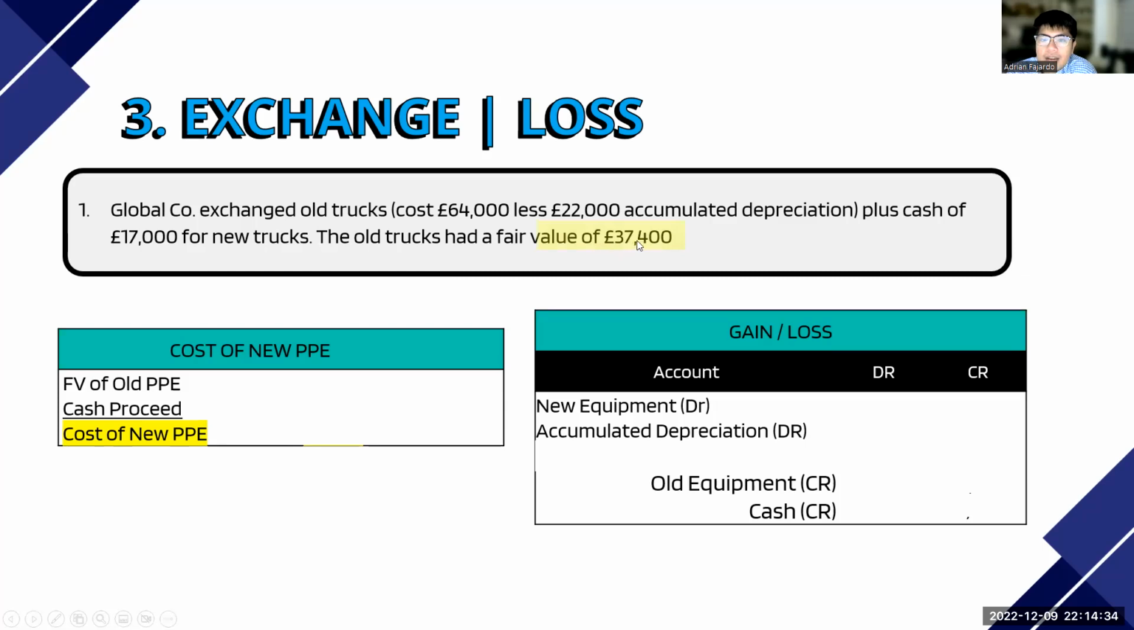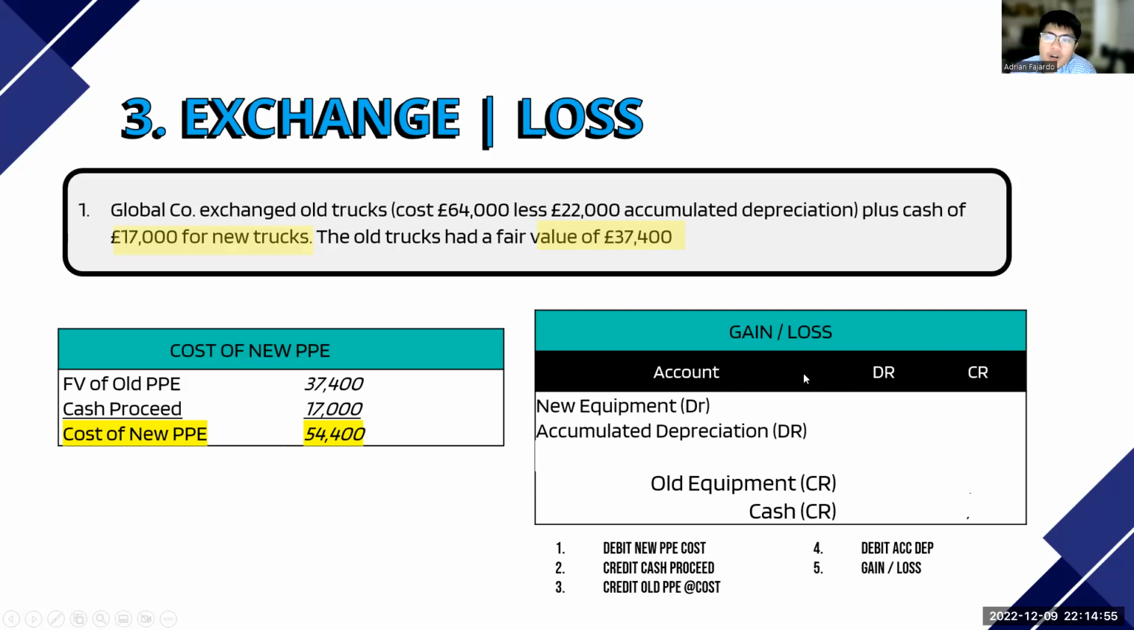So let's look at the fair value of the old truck of 37,400. The cash proceed or the cash na we received is 17,000. So 37,400 plus 17,000 is 54,400. How do we write the compound journal entry for exchange? There's a format. Number 1, debit the new PPE cost. Nakakasolve lang natin ng 54,400. Credit the cash proceed of 17,000, which is part of the computation.